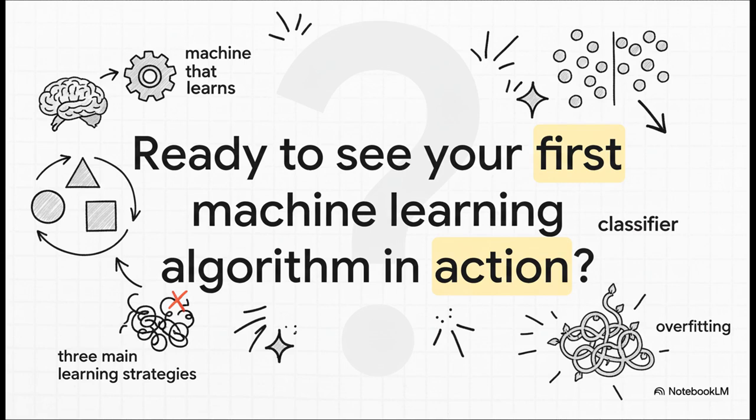So, there you have it. We've gone from these clunky, hard-coded rules to machines that can actually learn from examples. We've looked at the 3 main ways they learn, and we've talked about the critical danger of overfitting. That is a massive first step. So the real question is, now that you get the basic concepts, are you ready to see your first machine learning algorithm in action?